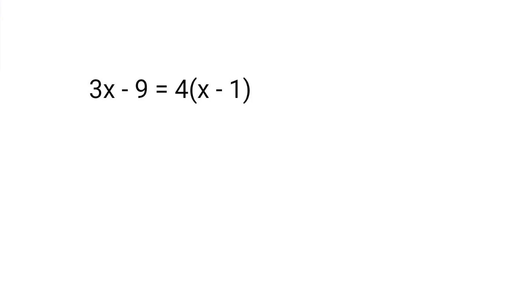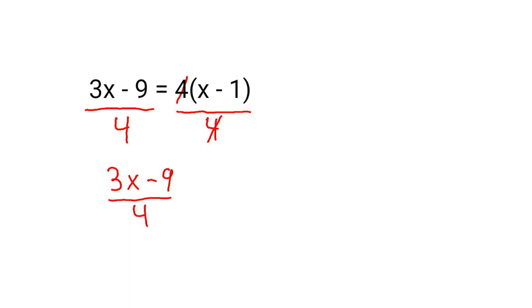Okay, so we have a question here which is asking us to solve for x. Now, we have two different routes which we can consider here. One of them being, can I divide by 4 that's outside the parentheses on the right first? If we were to test it out, dividing by 4 on both sides to get rid of that 4 being multiplied by the x minus 1, we'd cancel those out, but then we'd have 3x minus 9 divided by 4 is equal to x minus 1.